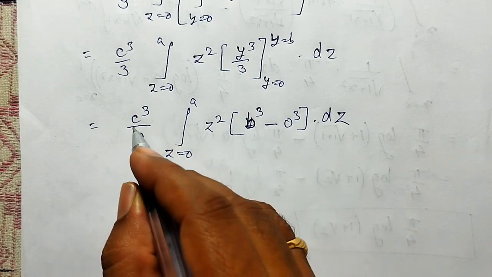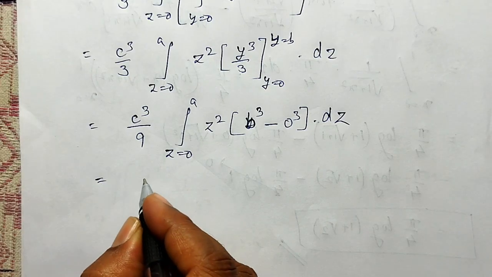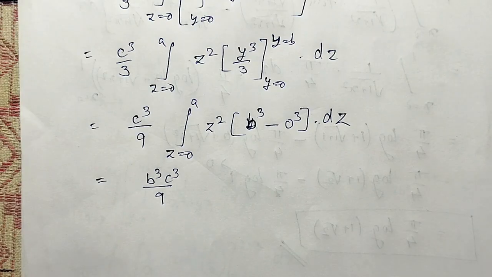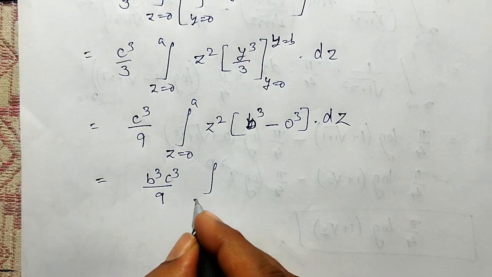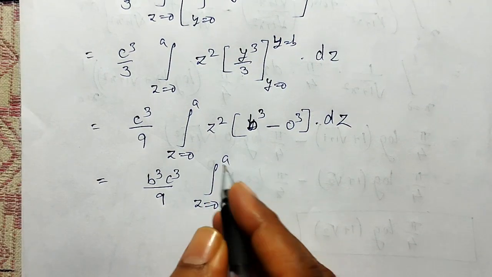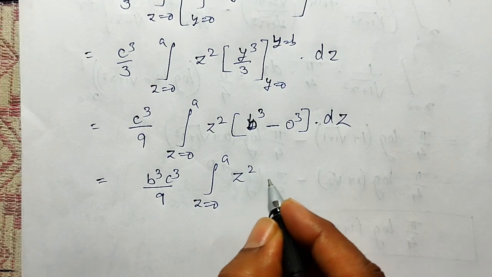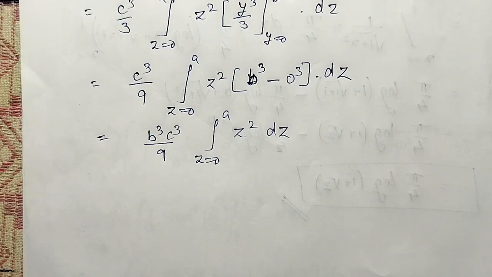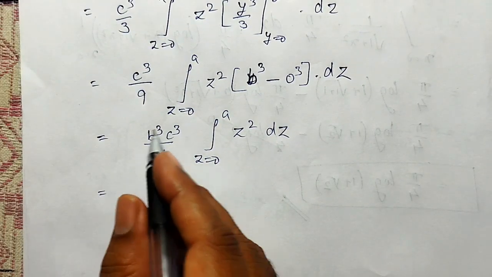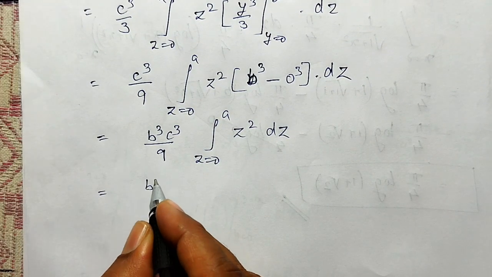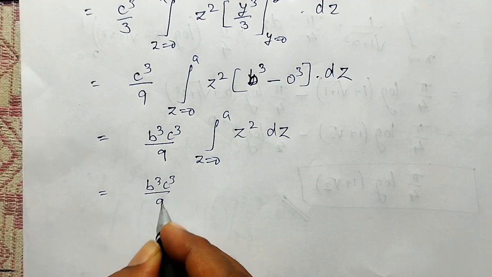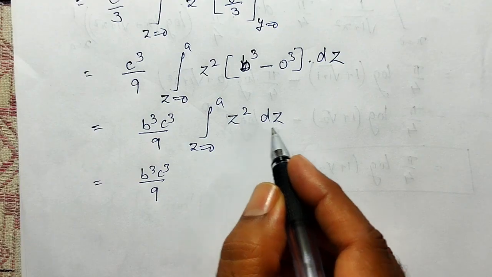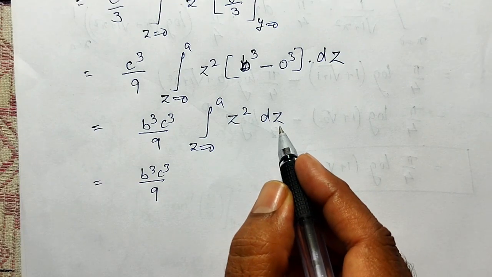I can take that also outside. It can be written as b cube c cube divided by 9, integration from z equal to 0 to a, and it is z square into dz. Okay, therefore here b cube c cube divided by 9 is constant as it is, and then I have to integrate z square with respect to z. Only one element has remained.